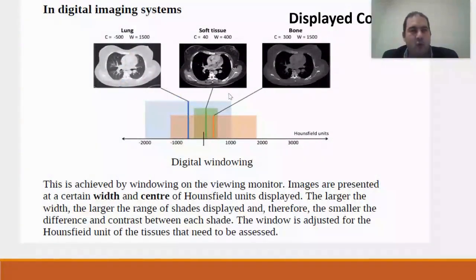Now the subject is important. This is the topic of display contrast. Of course, we have all worked with CT, and you have also worked with X-ray, and you can adjust the window. We all know about the window, right? We can change the window level and window width.